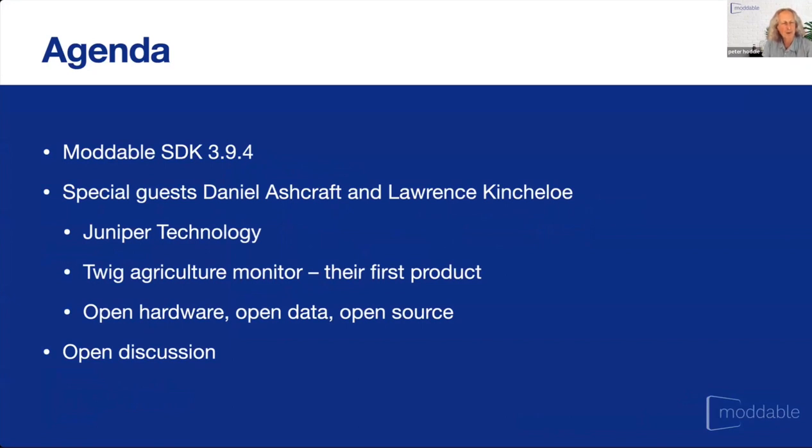And then we will hear from our special guests from Juniper Technologies, Daniel Ashcroft and Lawrence Kincheloe. They've got a new product they're launching. I think it's their first one. It's a hardware product called Twig for agriculture monitoring. The product is pretty cool, and the philosophy behind it is maybe even cooler. It's a very open product. And so they're going to talk about the different aspects of that.